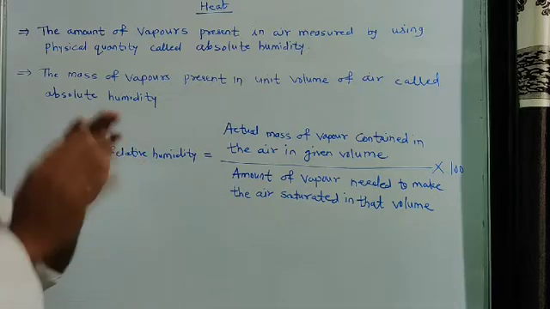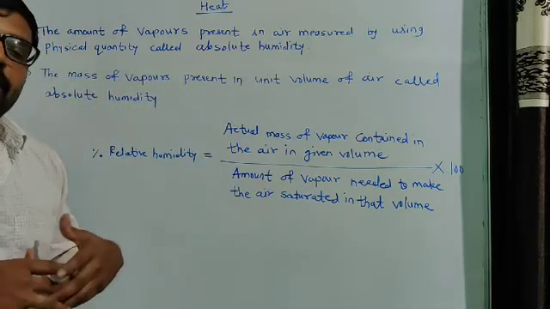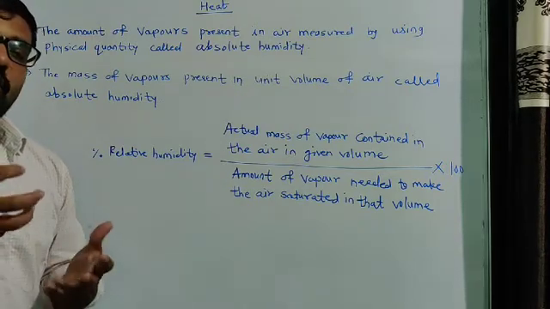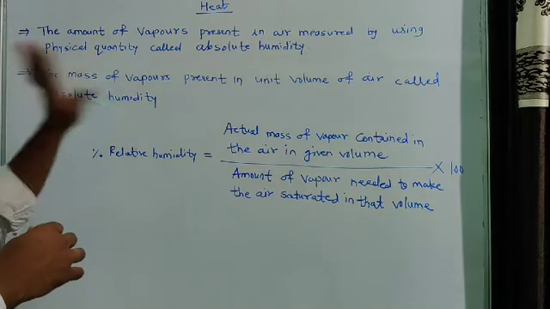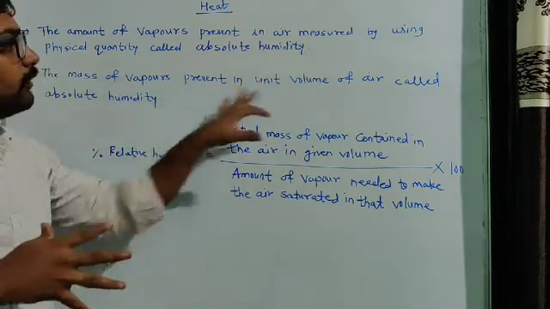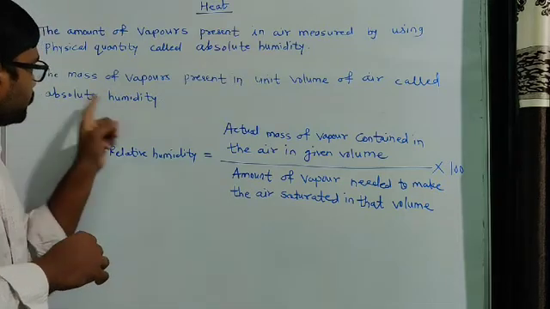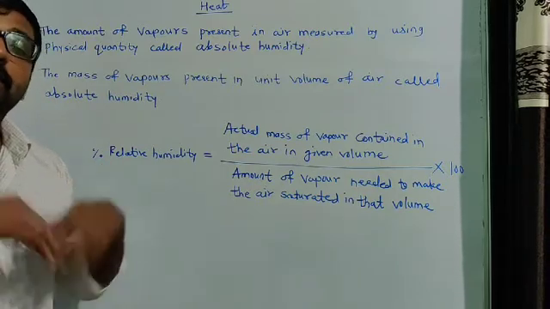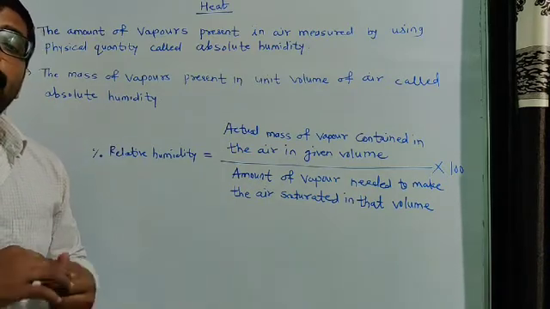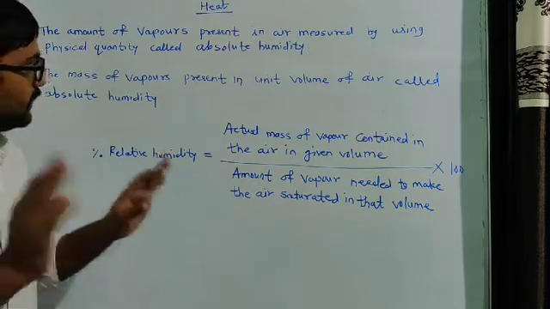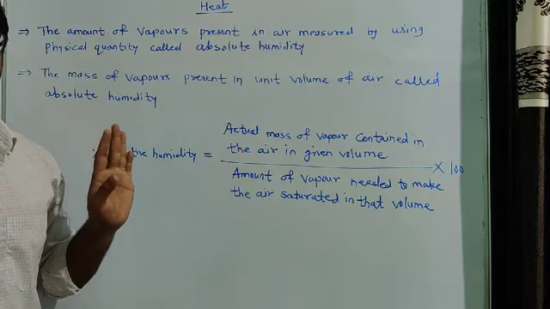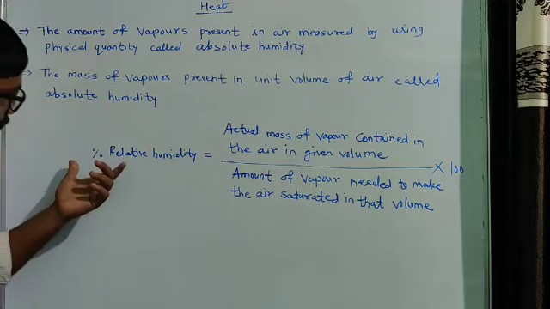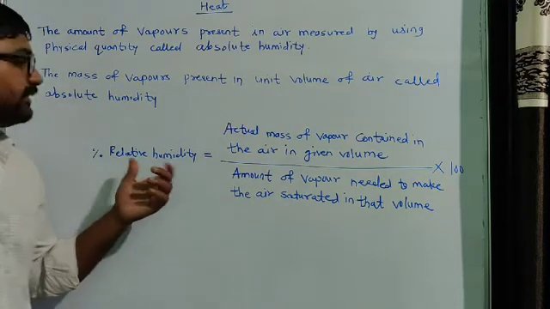If we take a unit volume of air and measure the water vapors present in that unit volume of air, then whatever the mass of the water vapors present in a unit volume of air is called absolute humidity. Absolute humidity is simply the mass of water vapors present in the unit volume of air. So now the next topic, where one formula is given: percentage relative humidity.